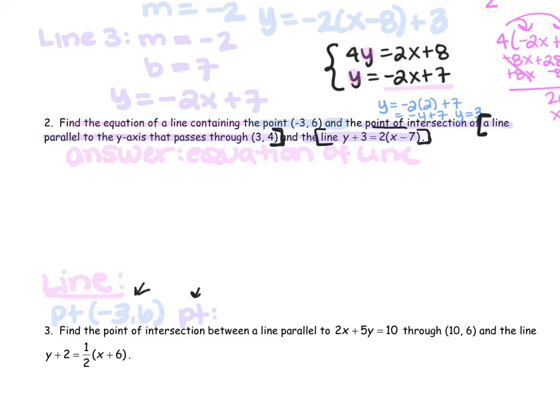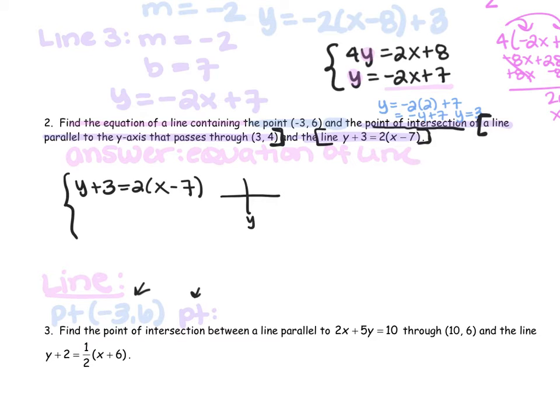Okay, whenever you're finding a point of intersection, that's going to be solving a system. So I'm going to be solving a system: the point of intersection between a line parallel to the y-axis passing through (3, 4), and the line y + 3 = 2(x - 7). So I know that's one of the equations of the system. The other equation is parallel to the y-axis.